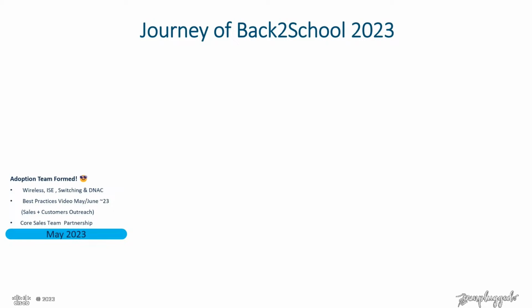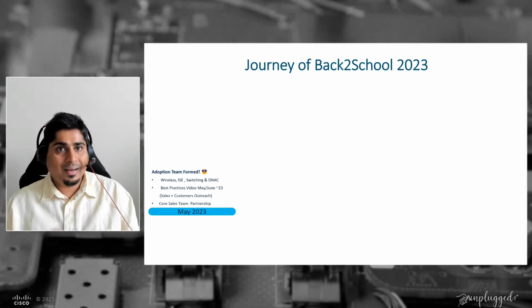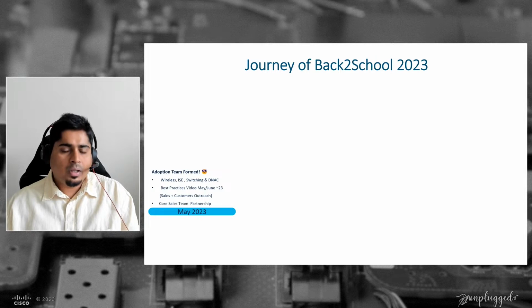So what did we do in the month of May 2023? We formed the core team, an adoption core team comprising of wireless, ISE, switching, and DNAC. It used to be wireless and ISE all this while, and this year we added switching and DNAC as well. We did a couple of best practices sessions, the first one in May and then in June, where the best practices and the release recommendations were covered, and we prepped the team on some of the recommendations on the configurations and the best practices.